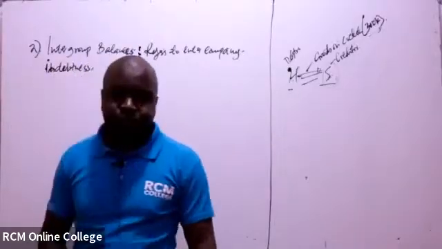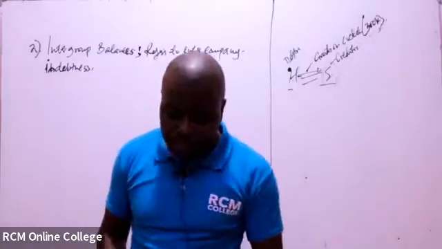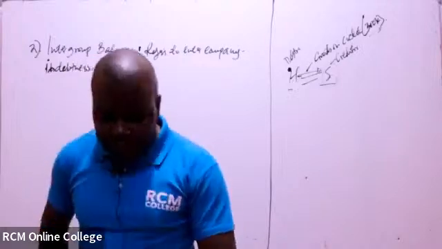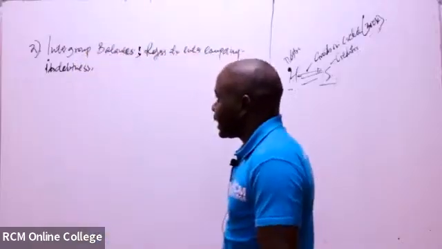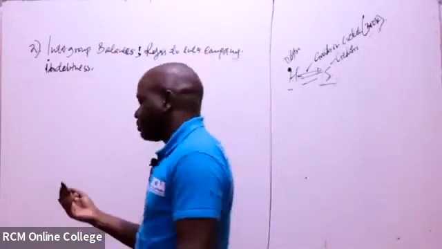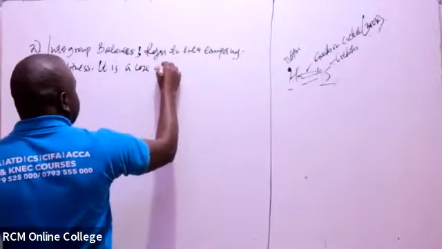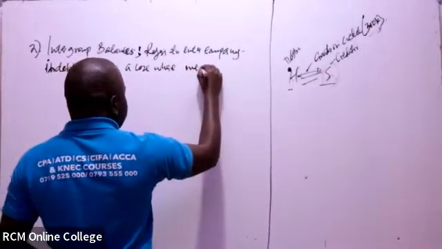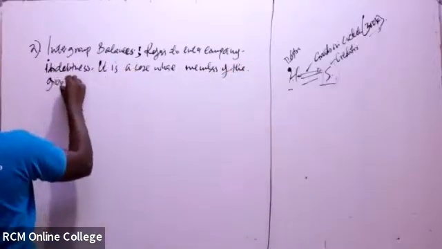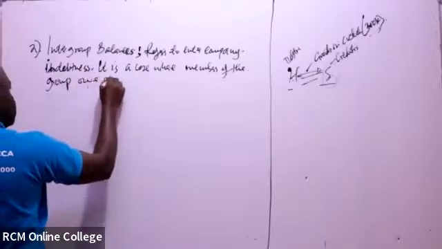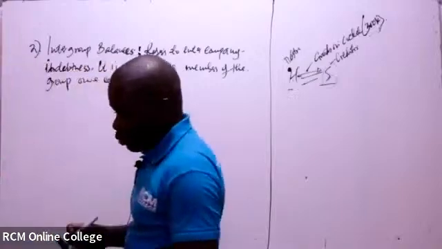So how do we treat these intergroup balances? That is now the question. That is our main focus, our main concern, for us to be able to know how we treat the intergroup balances. So it is a case where group companies, members of the group, owe each other. And therefore it brings about what we call indebtedness.